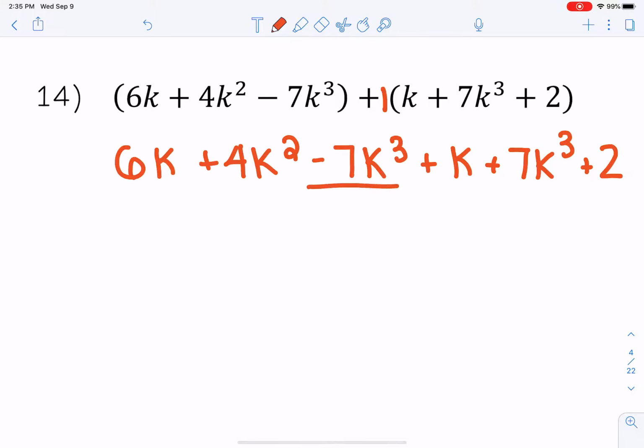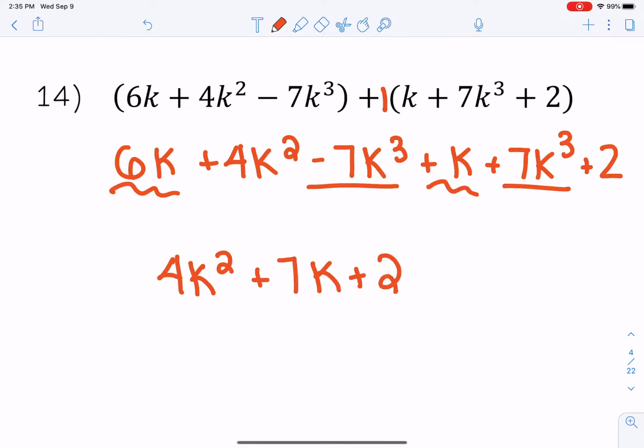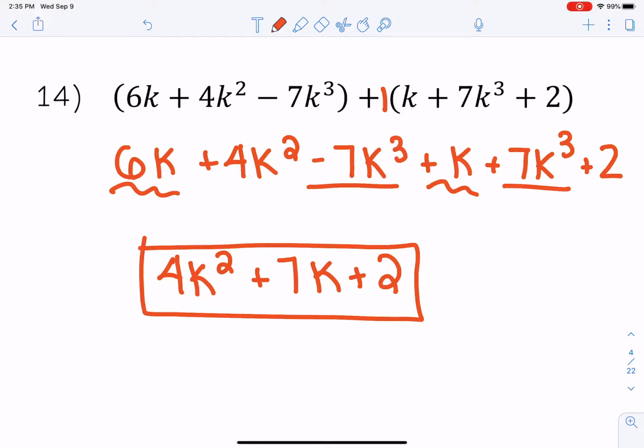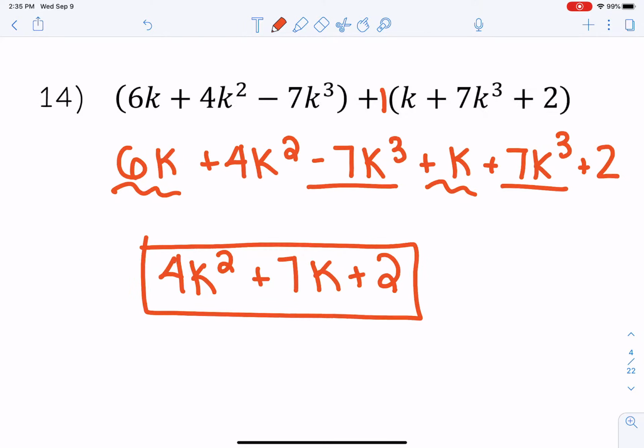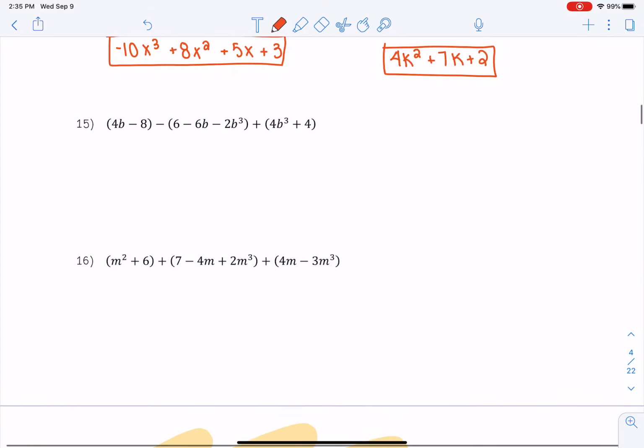So I see a negative k cubed and a 7k cubed. Those are going to cancel. Just 6k and a k. So I end up with 4k squared plus 7k plus 2. All right, one more. We're almost there. Oh, I lied. 2 more.